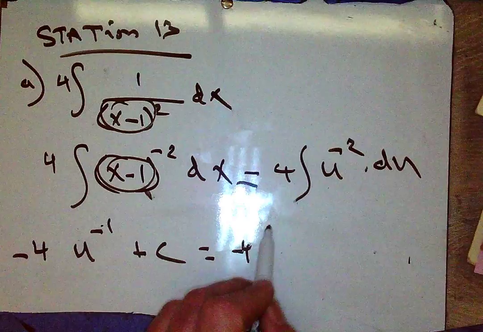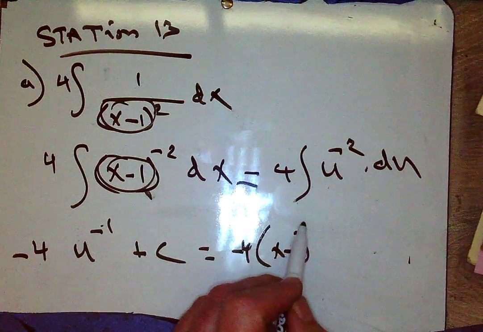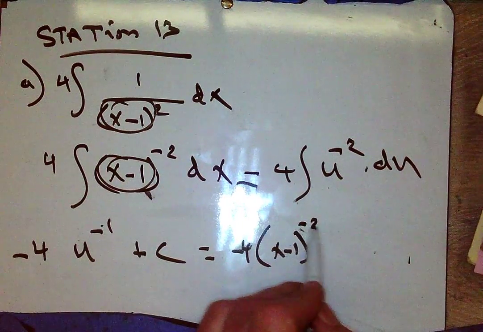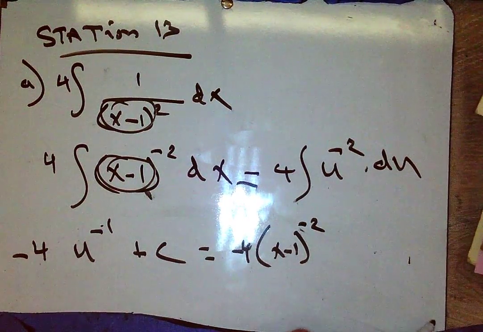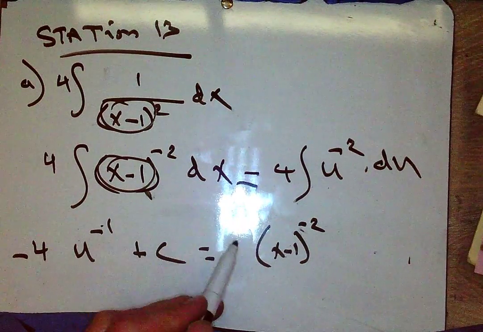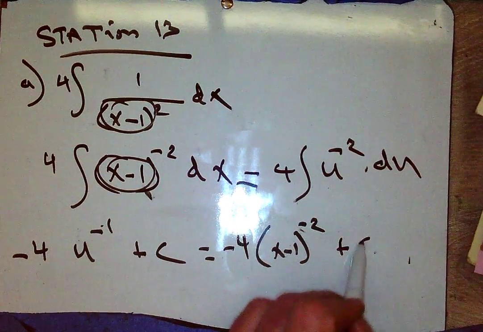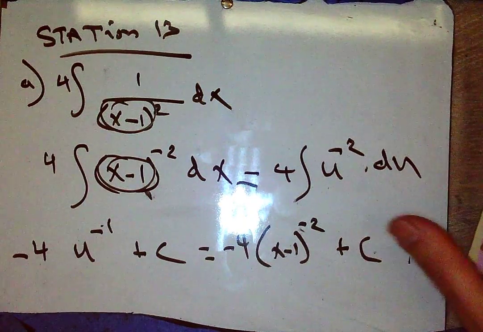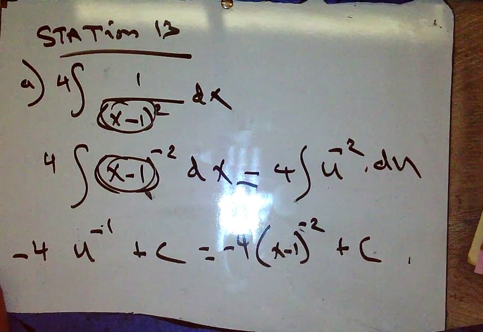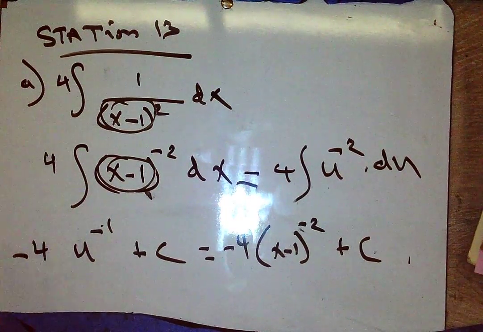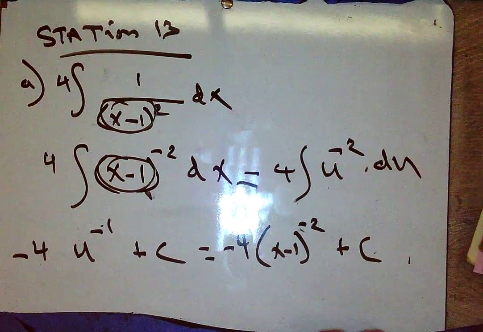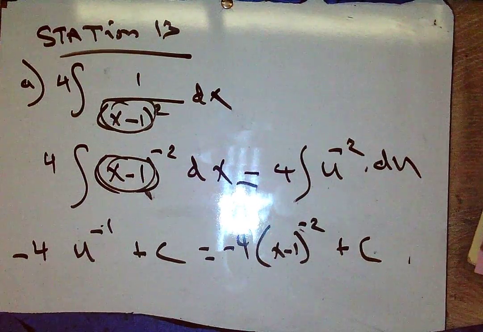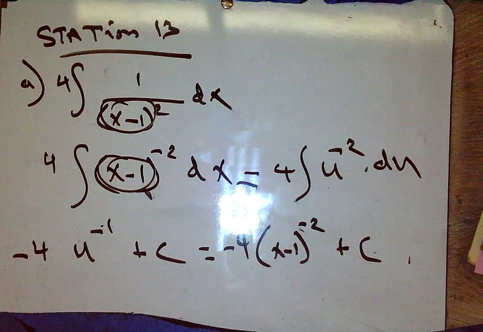So we've got negative 4 times x minus 1 raised to the negative 1. And don't forget that c. Okay, is that station 13 part A? That's okay for station 13 part A. Yep, negative 4 over x minus 1. That's perfect.